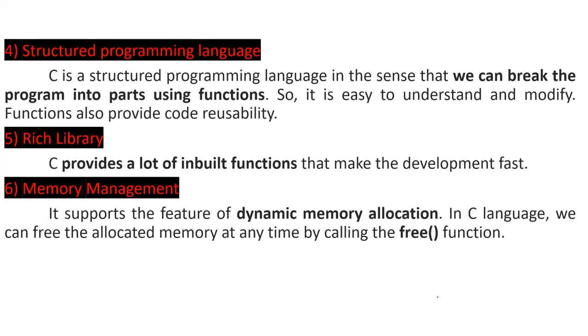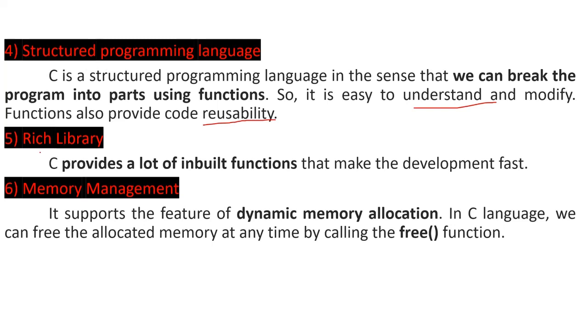Next, fourth one. C is a structured programming language. It means we can break the program into different parts using functions. As we discussed, there are main functions and sub functions. So we can break the program into different parts that are called functions. So it is easy to understand and modify the functions, which provides code reusability. So C is also called structured programming language.